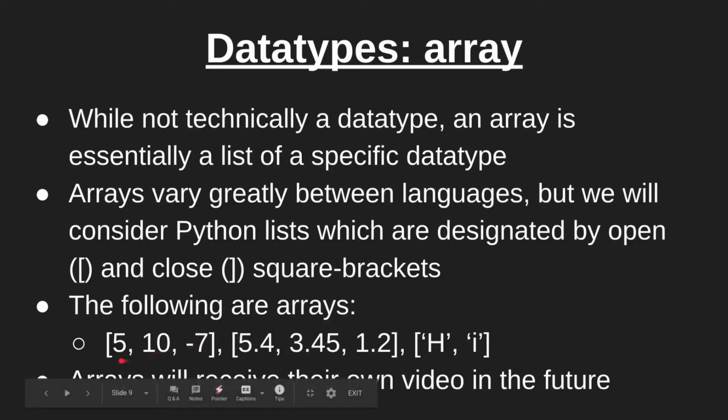So these are some arrays, 5, 10, -7, so that's an int array, 5.4, 3.45, 1.2, that is a float or double array, and h, comma, i, that is a character array. And we'll do another video just on arrays in the future because they're a much more complicated topic. I will mention shortly, in most languages, arrays can only have data types of one type, but that does vary between languages. In Python, it is possible.